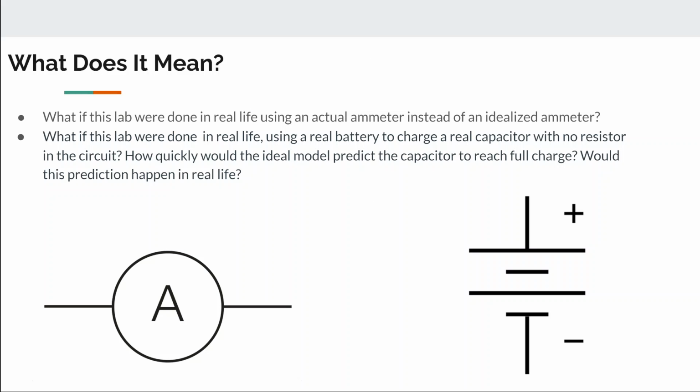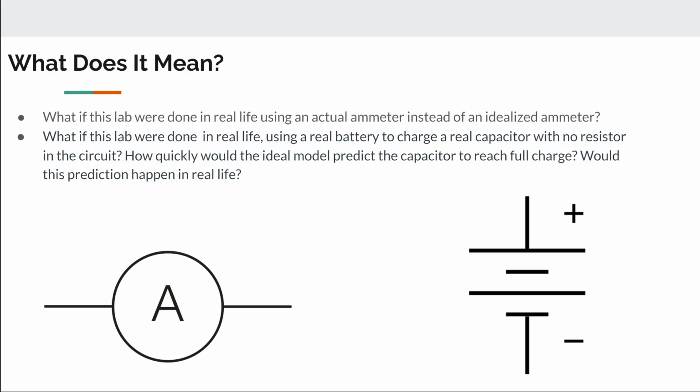If this lab were done in real life with an actual ammeter instead of an idealized ammeter, I would have found that the ammeter would have behaved like a resistor. In reality, all components in circuits have some amount of resistance, meaning the actual current shown would have been smaller than that found using an idealized ammeter.